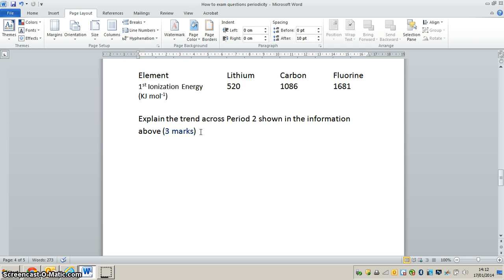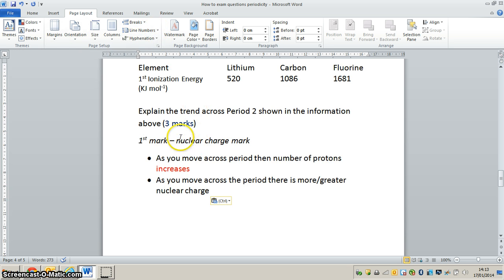So it's not good enough to write three disjointed sentences. We've got to use some connectives, paragraphing, etc. So it's a coherent piece of written work. So where do we begin? What's the first marking point?